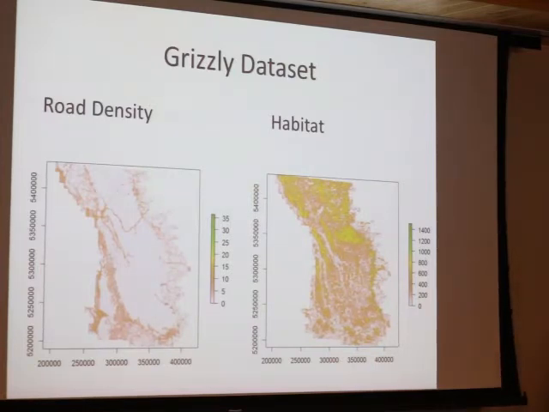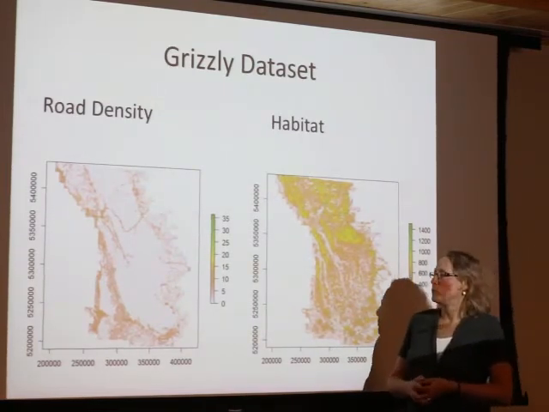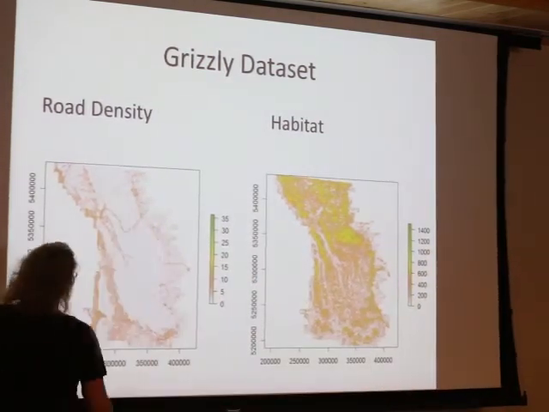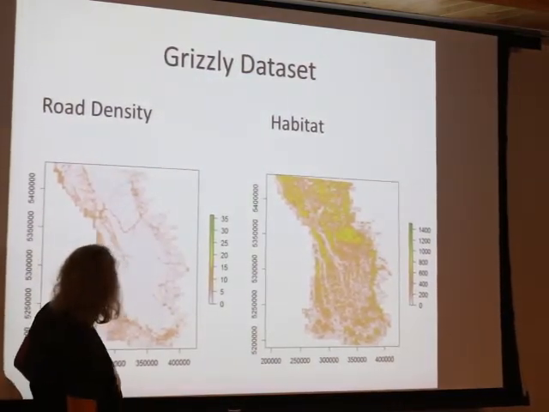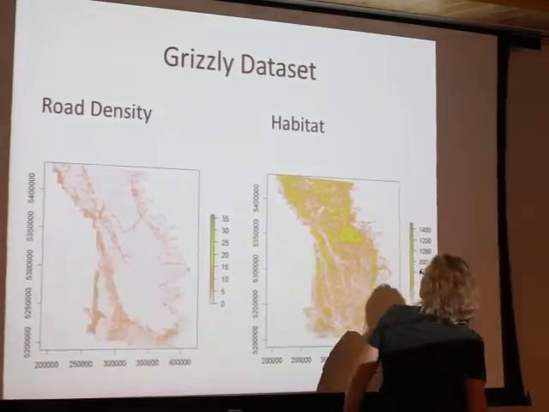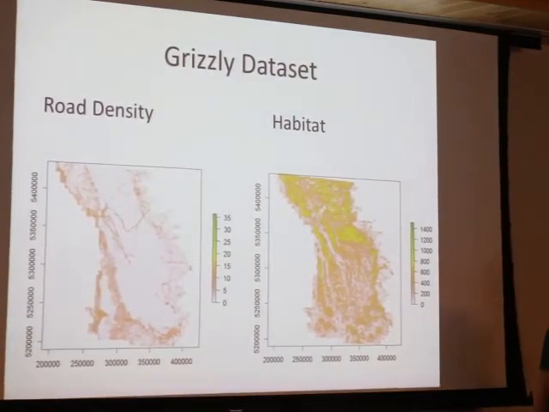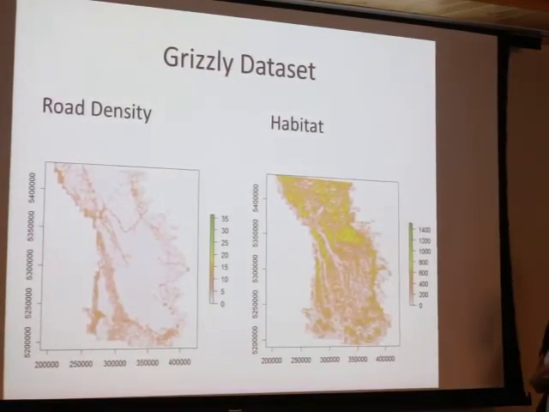Just to show you an example of running through the Mantel optimization approach, I took a couple of variables that we knew were important to grizzly bear movement. Road density has been implicated. Here's Glacier Park, here's Flathead Lake, and we're down here somewhere. Missoula's down here. This is the Swan Valley, and this is the Mission Mountains. And then this is the habitat map, so riparian wet habitat and shrublands, which are really important habitat types for grizzly bears.